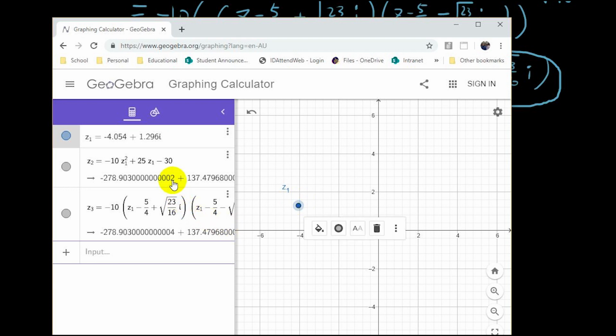Except that's 002 and that's 004, but I guess that's more of a rounding error. Okay, so those two give us the exact same answer, which means they're the same equation.